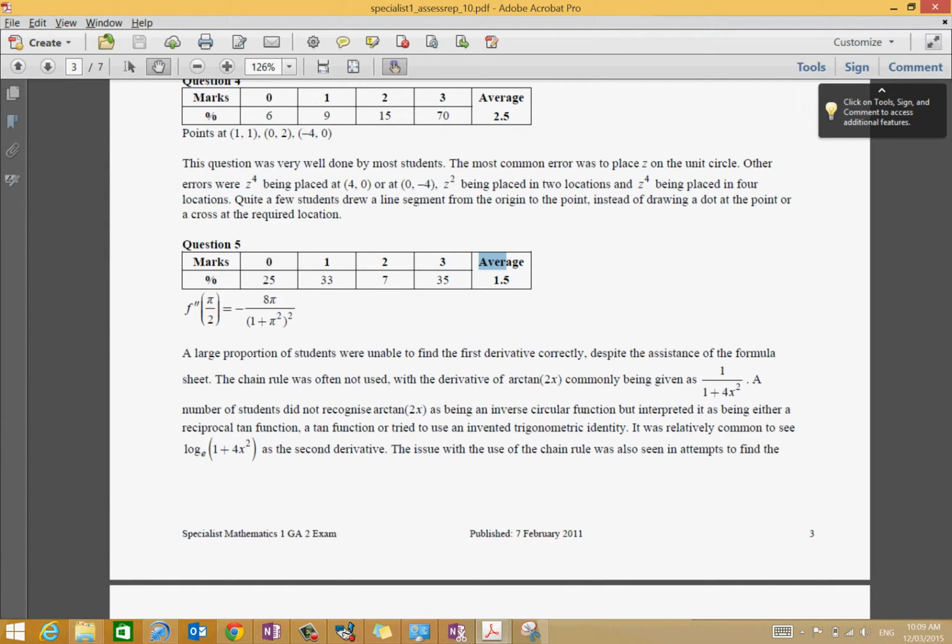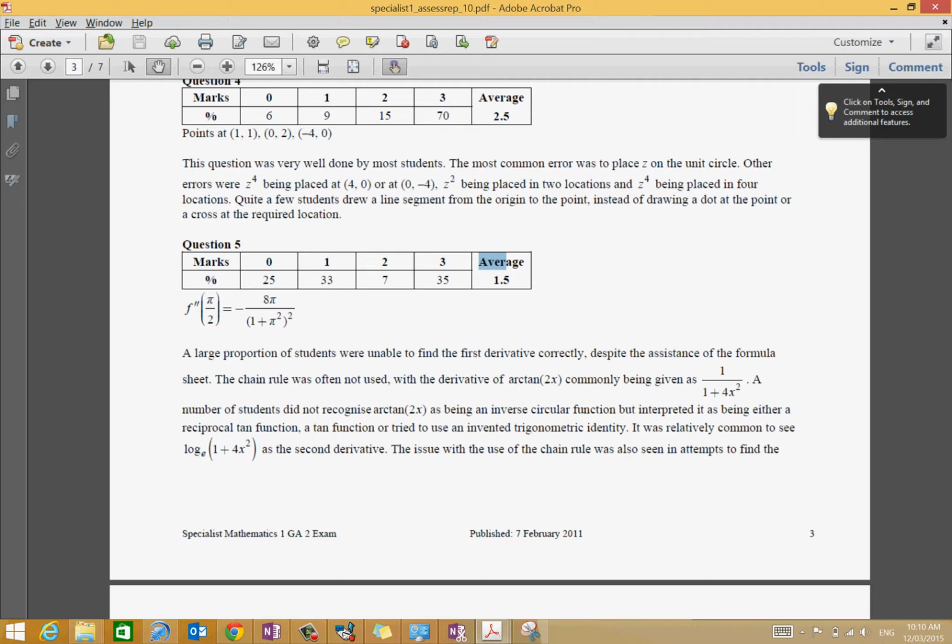Now, I just wanted to discuss this question. The answer is correct. Our answer is correct. Have we skipped any steps? No, we haven't. But I personally can do that in those steps. If you, when you're doing your practice questions, are not, then you need to apply the chain rule appropriately. Let u equal this and so on, and actually take a few extra steps. It might take you the whole 4.5 minutes, but don't be in the 58% of students that got 0 or 1 mark. It says a large proportion of the students were unable to find the first derivative correctly, despite the assistance of the formula sheet.